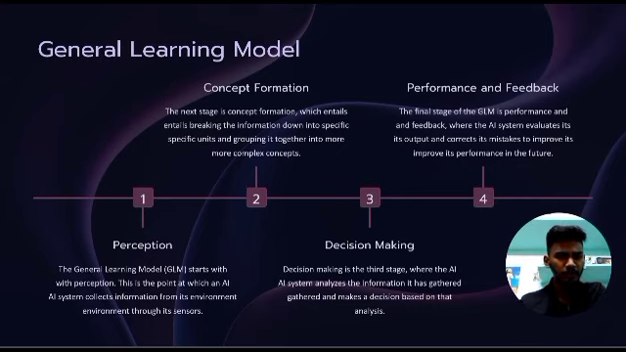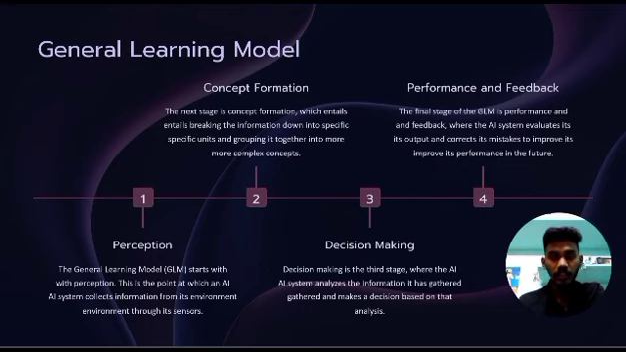First one, perception. The general learning model starts with perception. This is the point at which an AI system collects information from its environment through sensors. Concept formation. The next stage is concept formation, which entails breaking the information down into specific units and growing it together into more complex concepts.